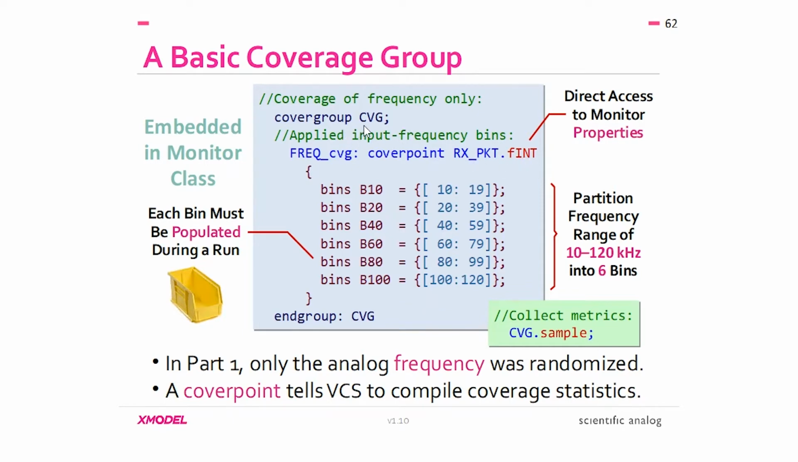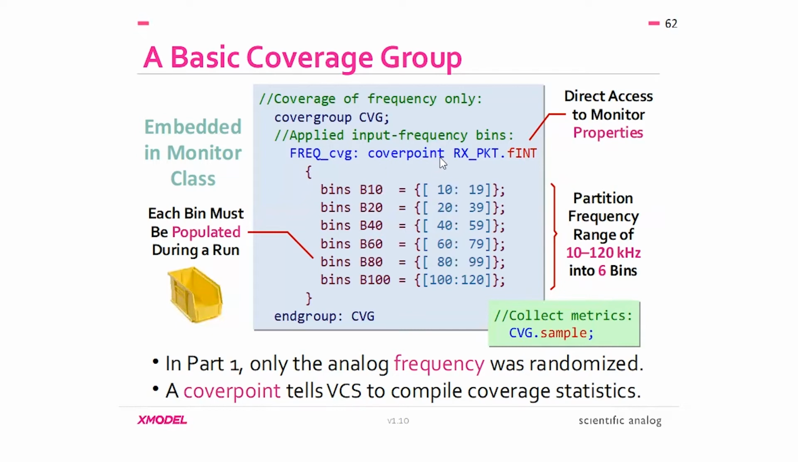We define a cover group named, in this example, CVG. In a typical UVM testbench, this might reside inside a dedicated class called coverage. But it's simpler in our case to just embed it within the monitor class. There it has direct access to properties of interest like the random frequency, the mode, and so on. Also the monitor understands the timing of the DUT and allows us to sample statistics at the right time in the clock cycle. That happens when we call the built-in sample method on our cover group object CVG.